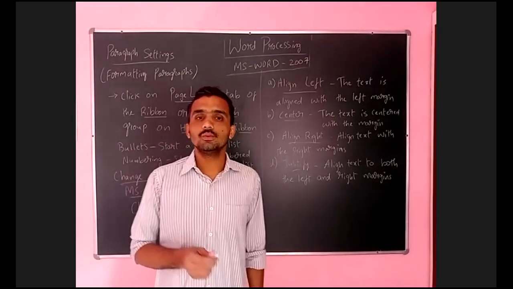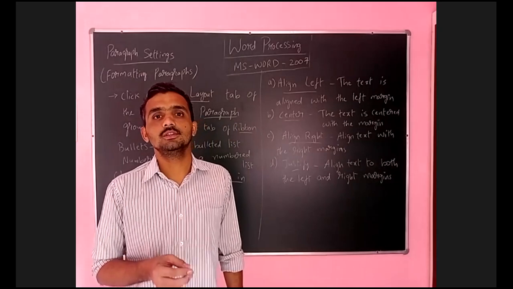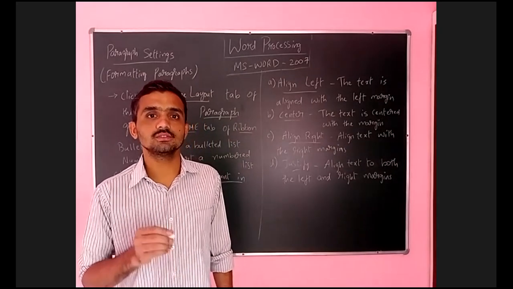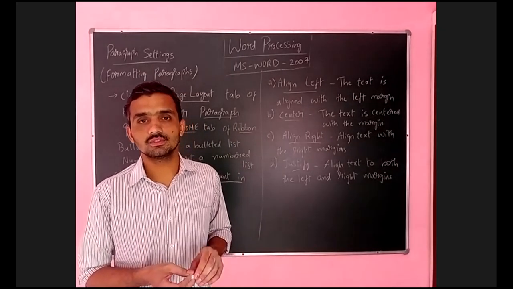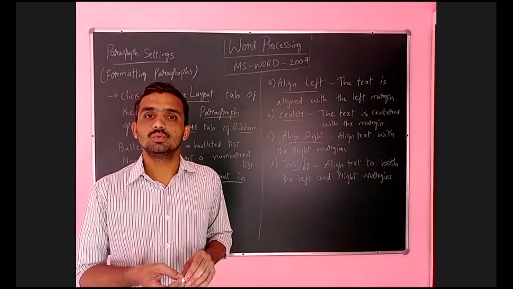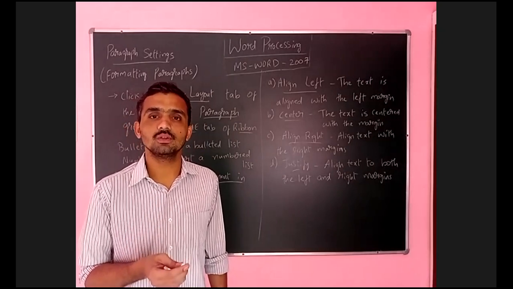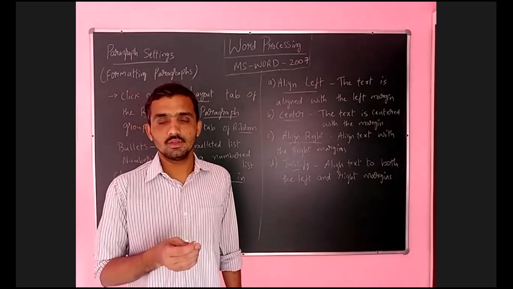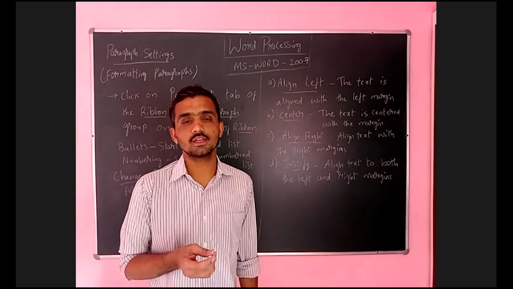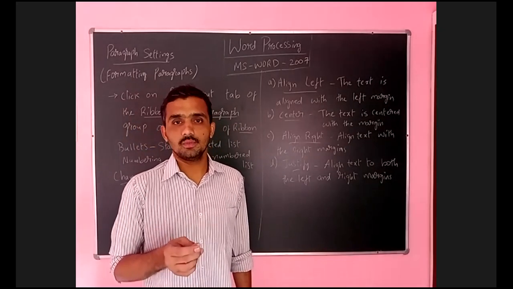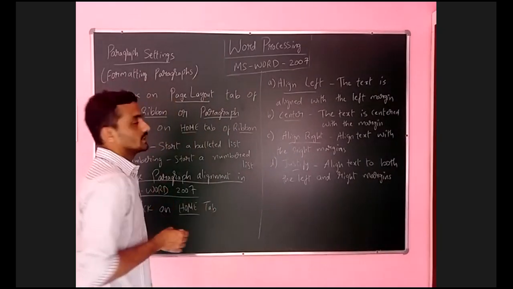So we will continue with the word processing chapter, in particular MS Word 2007. I have discussed some of the topics in MS Word 2007: opening the application, creating a document, saving the document, and formatting the text. Text here means a word, a sentence, or a paragraph. So today we will discuss paragraph settings.